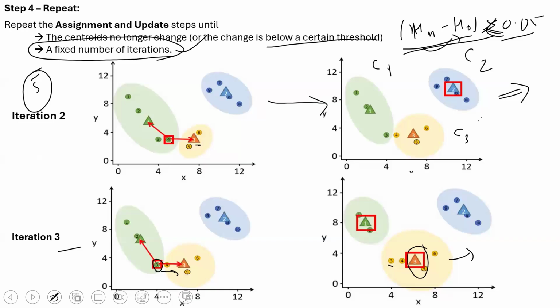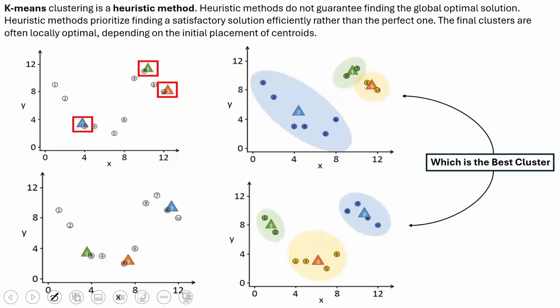Okay, so this is all about the k-means clustering algorithm, which is a basic clustering algorithm and which is widely used across so many applications. But there is a small problem with this k-means clustering algorithm. The k-means clustering algorithm is a heuristic method.